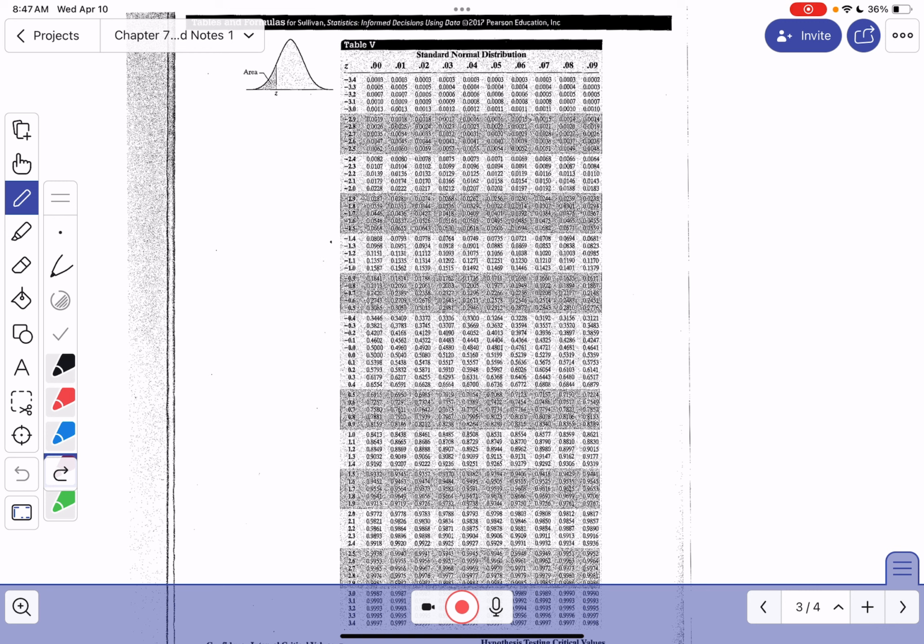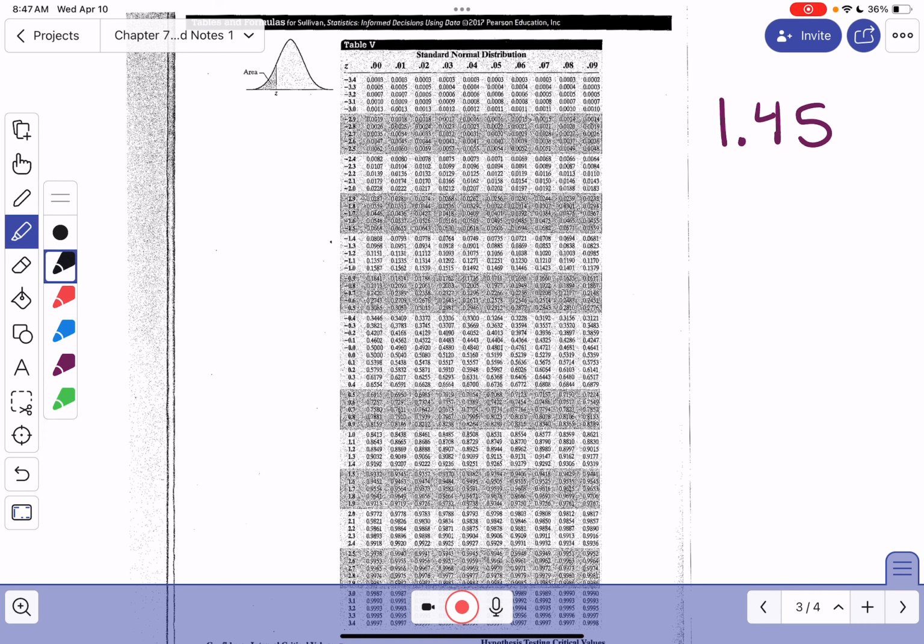Now your z-score always has 3 digits, so like 1.45. The way you use the table is you find 1.4 here, so that's your ones and tenths, and then you find 0.05 up top, and you see where they meet. So they meet right here. So that would be 0.9251, the proportion of data less than that. So that's kind of a quick thing.